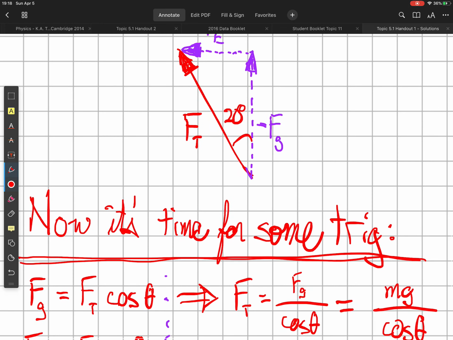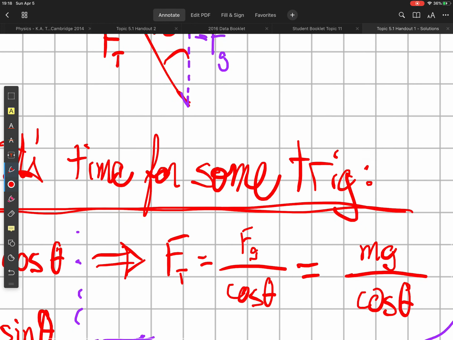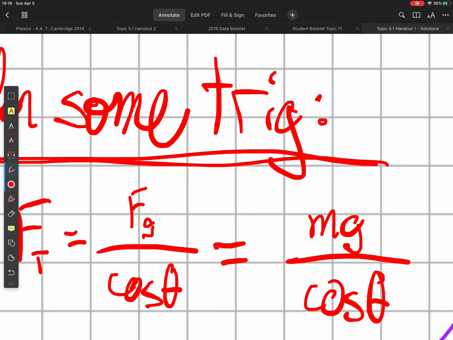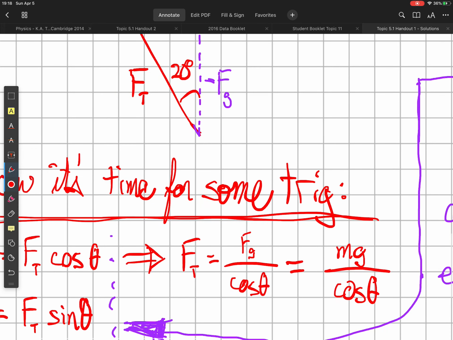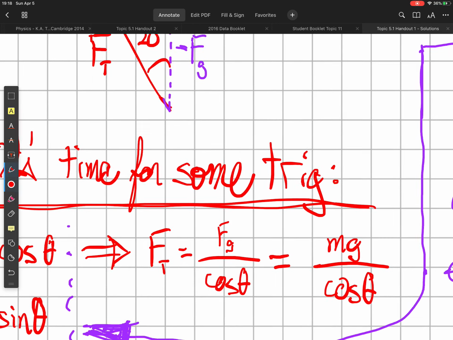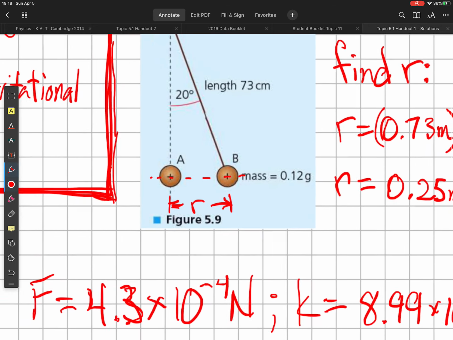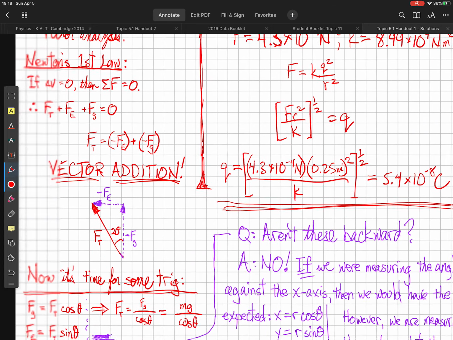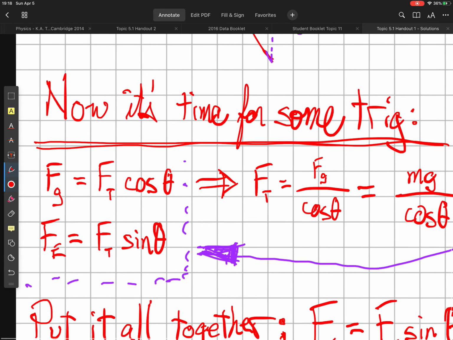Okay, so what that means then is that the force of gravity is going to be equal to the force of tension times cosine of theta. And what that further means is that I can solve for force of tension in terms of mass and gravitational acceleration and cosine of theta. We are given the angle is 20 degrees. So if we have the mass in the problem, which we do, we now can solve this problem. Okay.